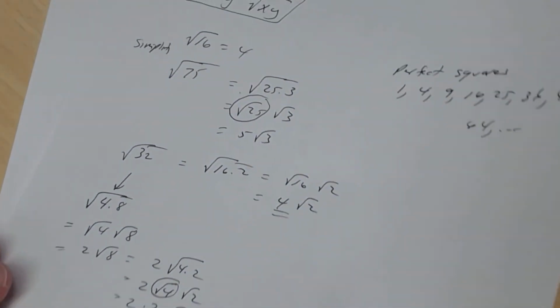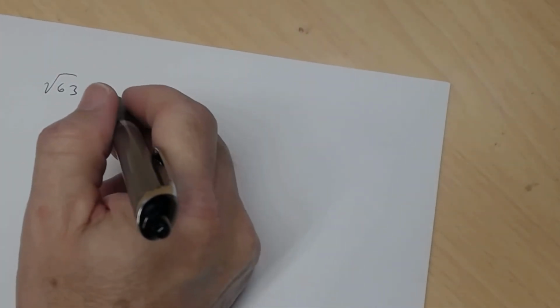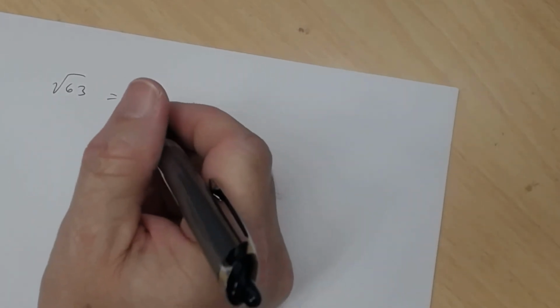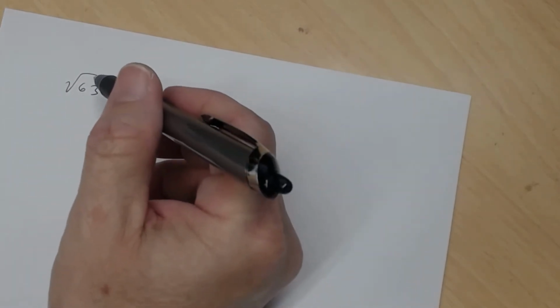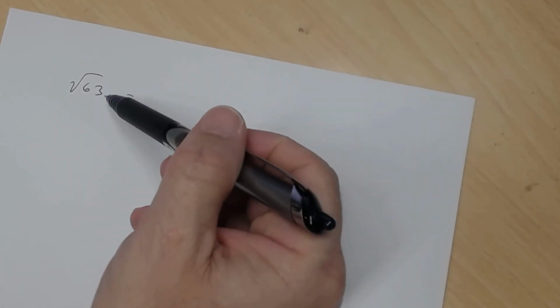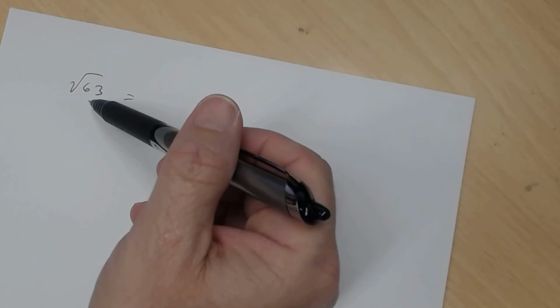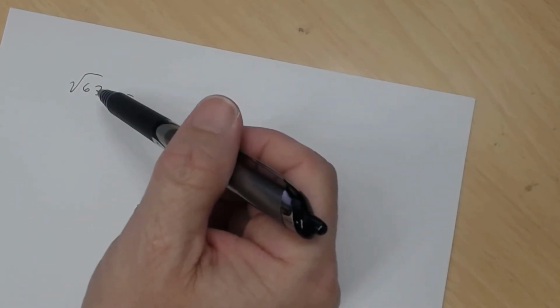All right. Now let's look at square root of 63. Okay, so what perfect square goes into 63? So you go through the process. Now, just remember that it could be that 1's the only perfect square that goes into the number. All right, so in this case, you would not be able to simplify it.